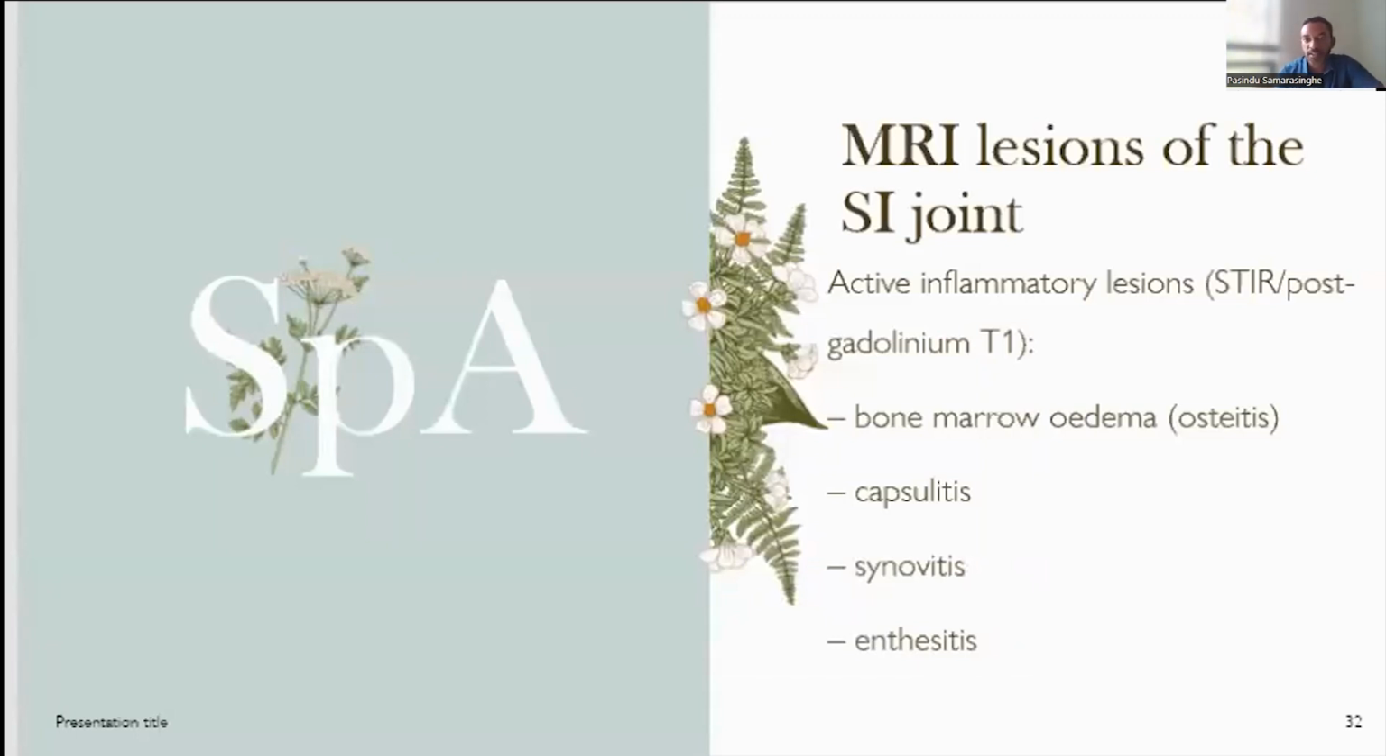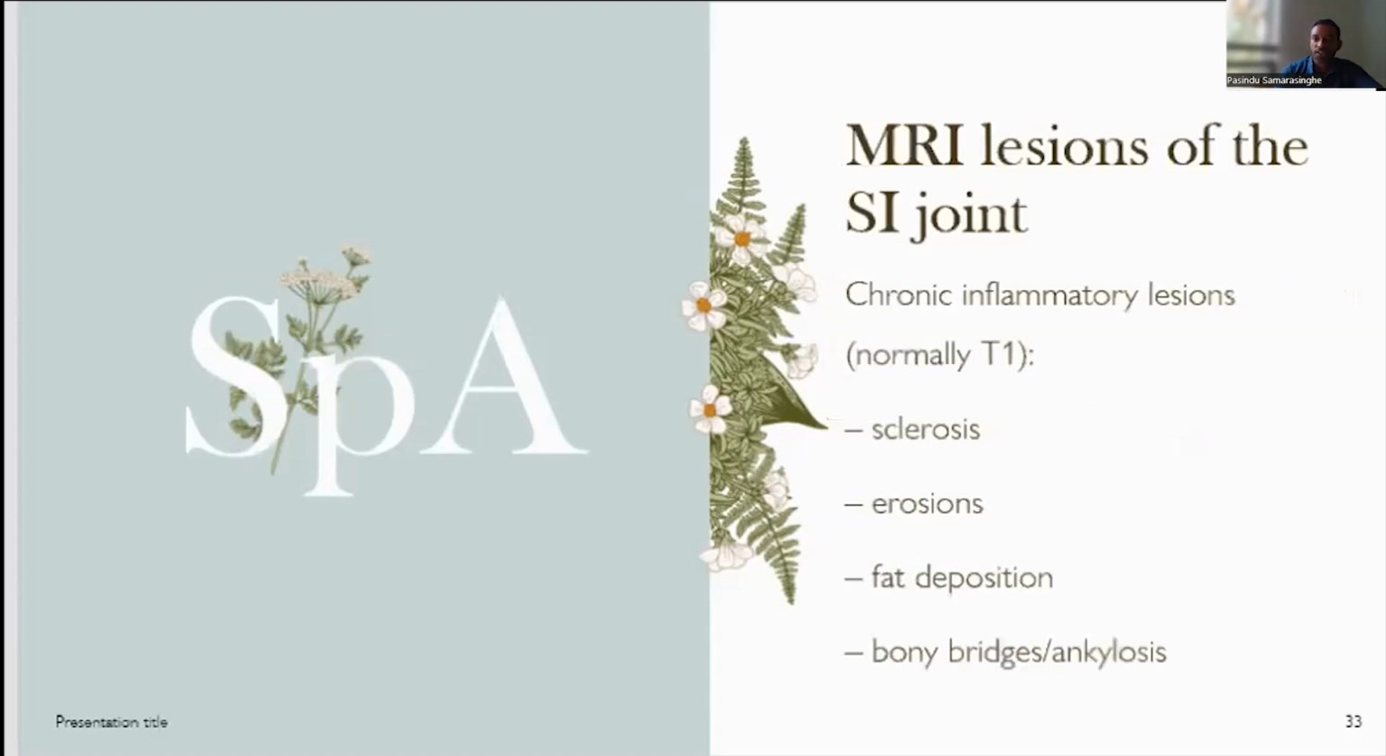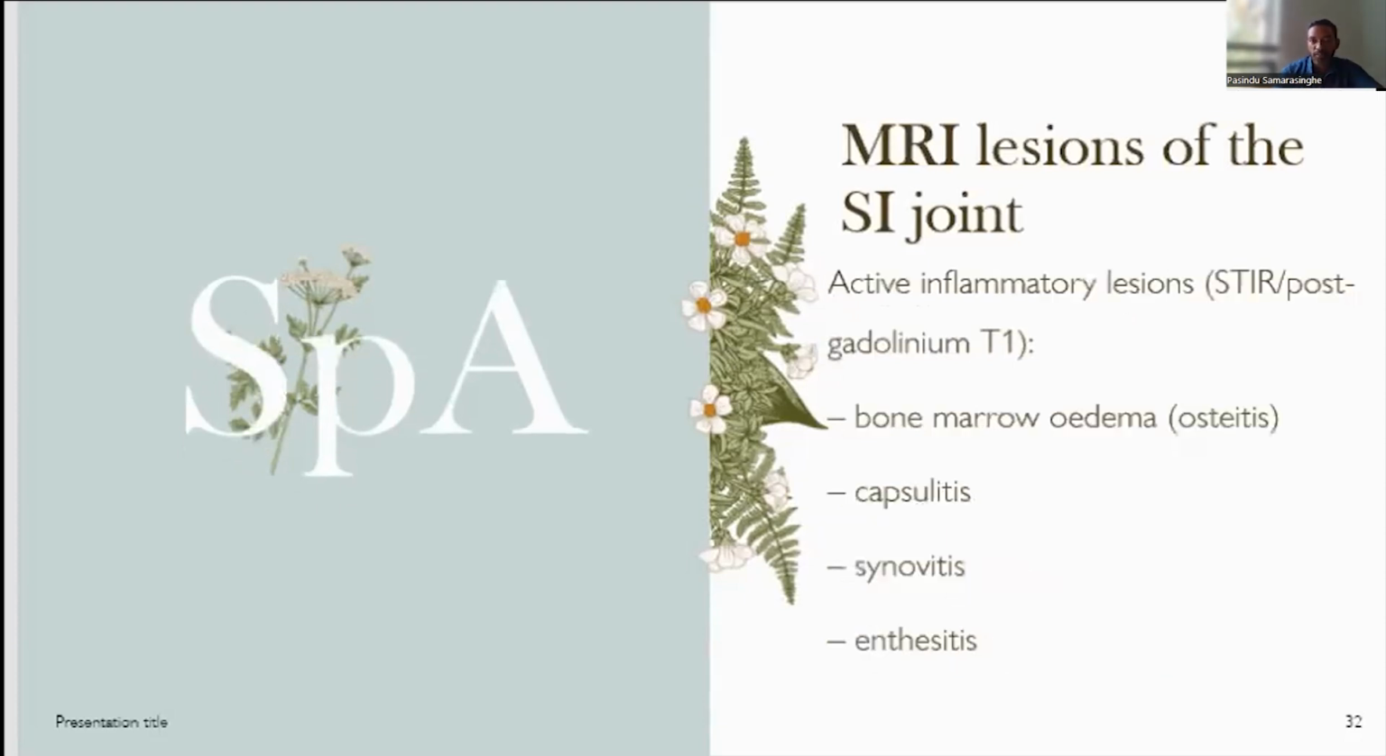So in active inflammatory conditions, they can have bone marrow edema, that is osteitis, and then capsulitis, synovitis, and enthesitis. And then chronic changes are sclerosis, erosions, fat deposition, and bony bridges and ankylosing finally. So it is very important, because not only to diagnose, it diagnoses 10 years earlier than the X-ray, so it's very important for the diagnosis.